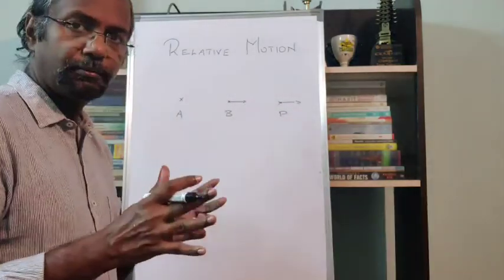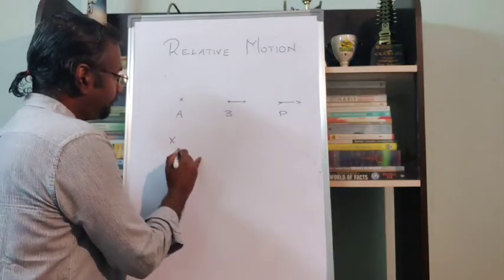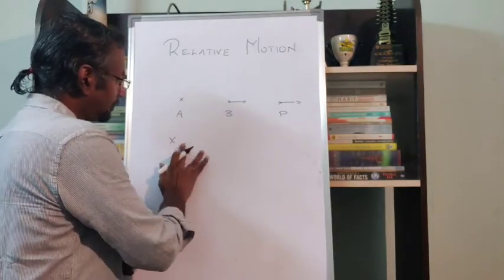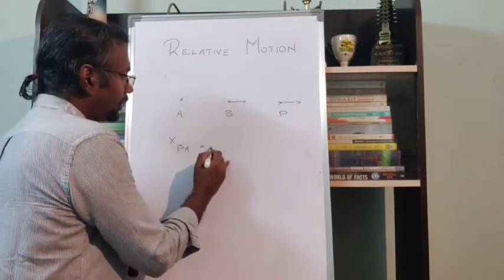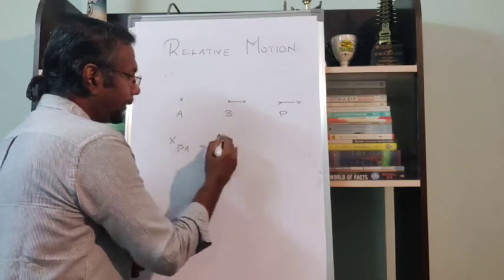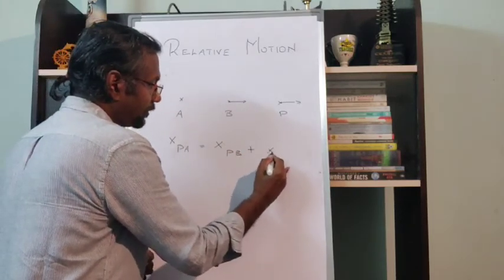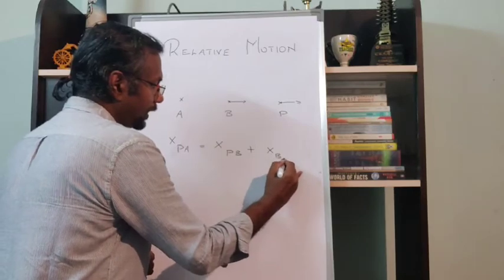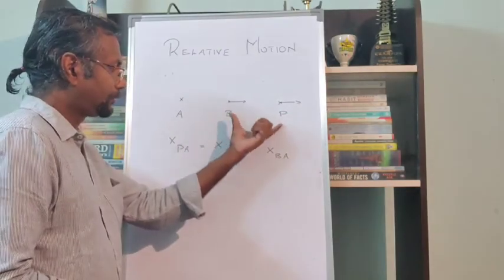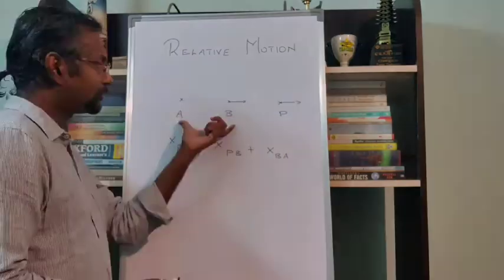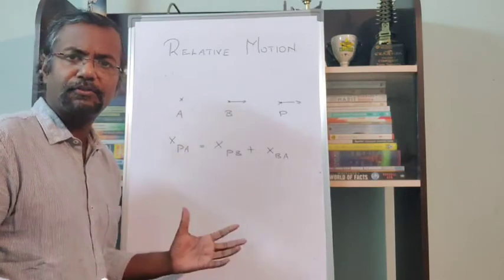So at any point of time, if we were to measure the position, we would say the position of P with respect to A is equal to the position of P with respect to B plus the position of B with respect to A. Agree? P with respect to B plus B with respect to A is equal to the position of P with respect to A on a coordinate axis system.